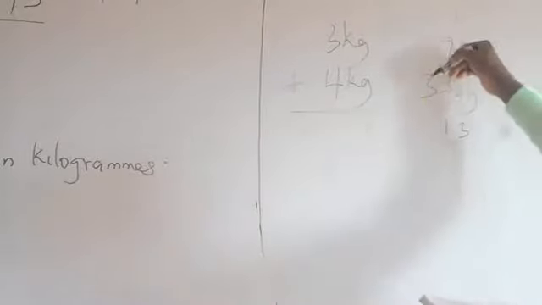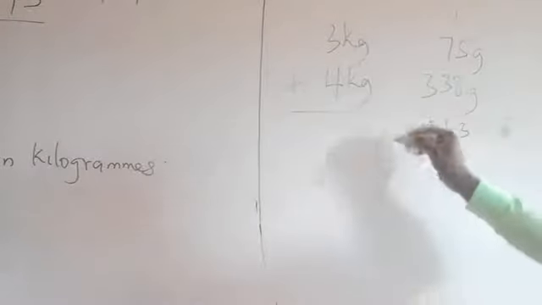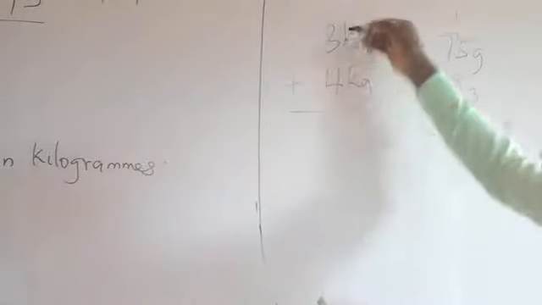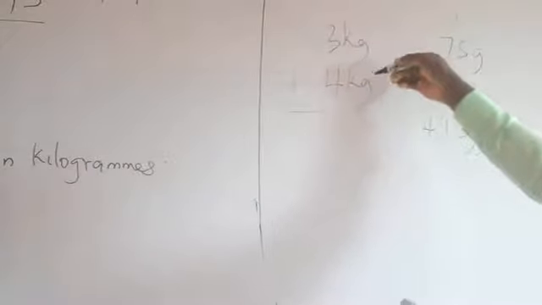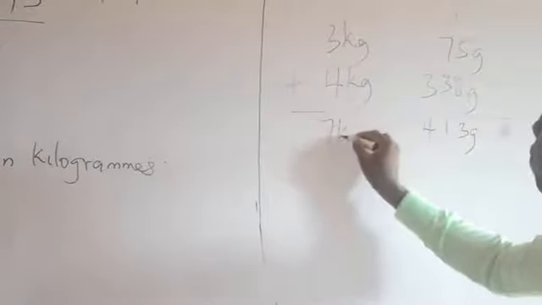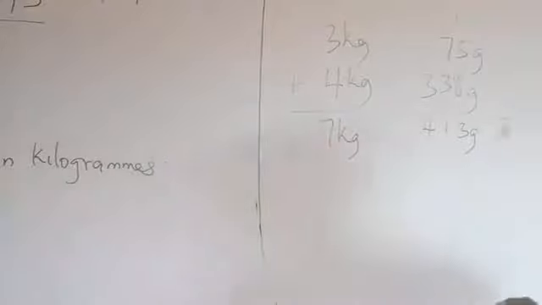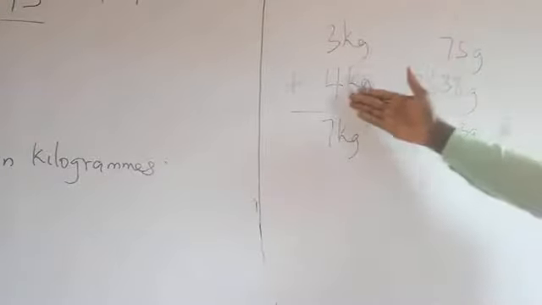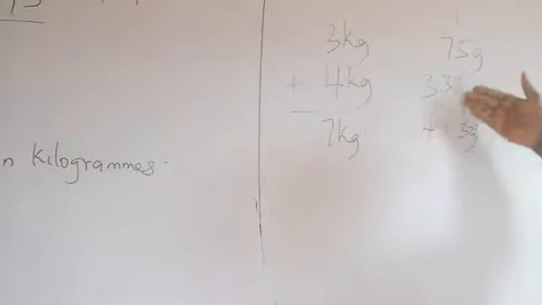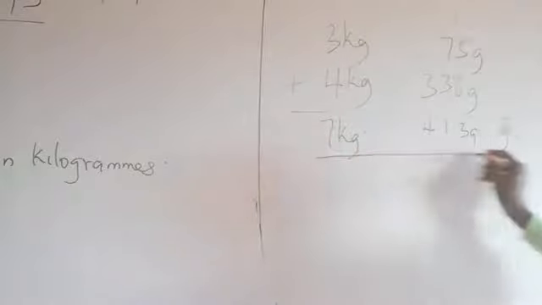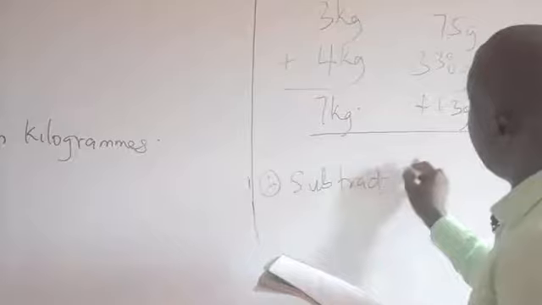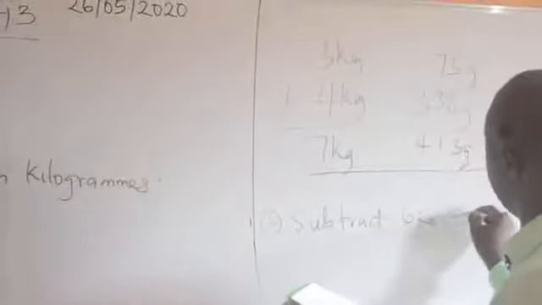Then add that 1 to these 3, making 4. 3 plus 4 will give us 7. So our answer is 7 kilogram 413 gram. If you add 3 kilogram 75 gram to 4 kilogram 338 gram, you end up getting 7 kilogram 413 gram.